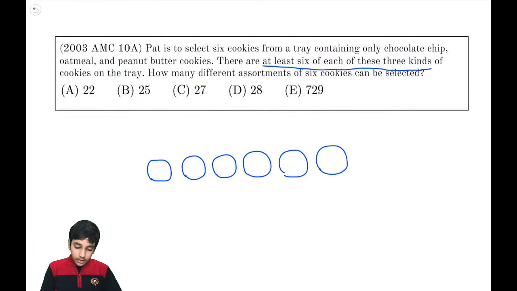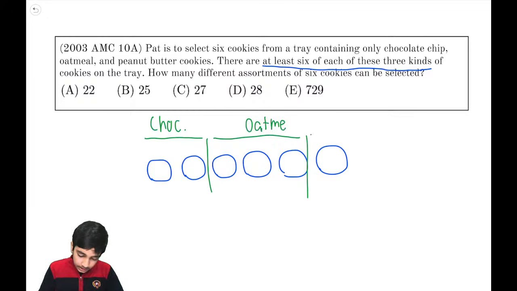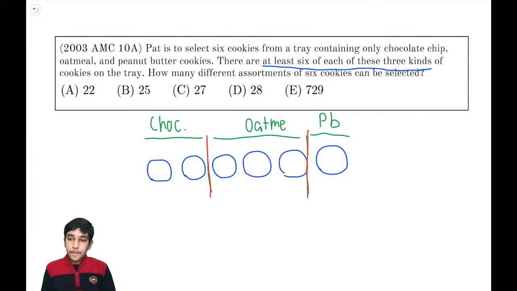Okay, so now what? Well, let's just divide it. Let's place 2 bars here and here. It doesn't really matter where we place the bars, but it's just going to be here. This first area is going to be chocolate chip cookies. This region here, let's say these are all going to be oatmeal cookies. And the region here, let's say they're all peanut butter cookies. So as you can see, the 2 bars split the 6 cookies into 3 groups of each of those cookies: chocolate chip, oatmeal, and peanut butter.